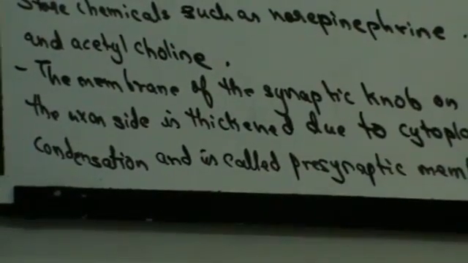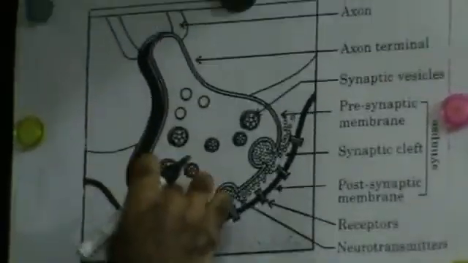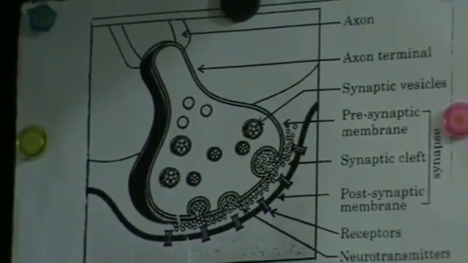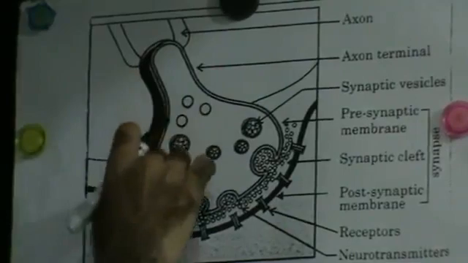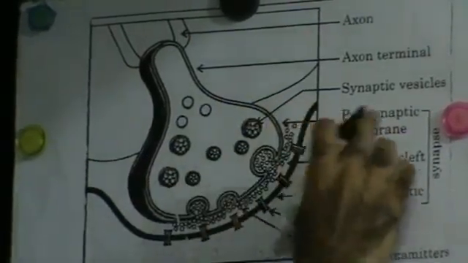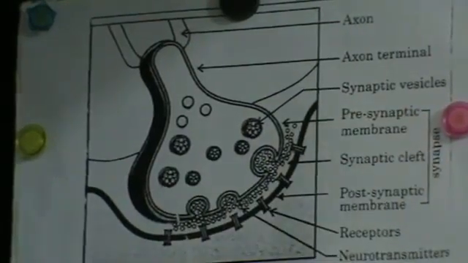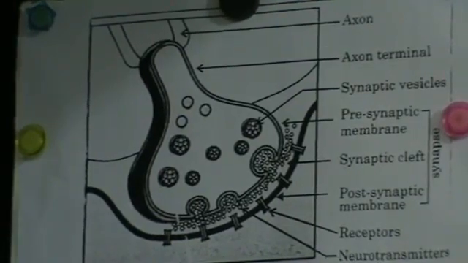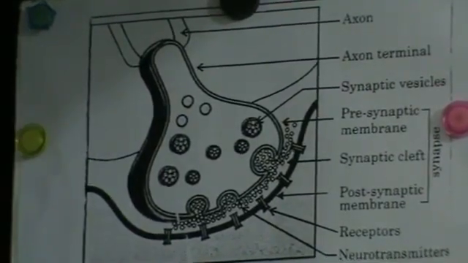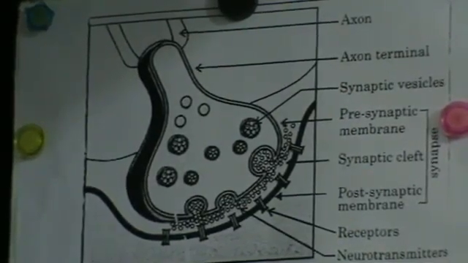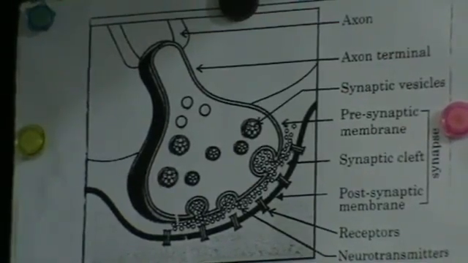Right? Here, guys, can you just see the diagram? This membrane, the synaptic knob membrane on the axon side, due to the cytoplasmic condensation, becomes a little thick, and this is called your presynaptic membrane. So the membrane near the edge of the knob is slightly thicker than the normal membrane, because of the condensation of cytoplasm, and this is called your presynaptic membrane. Fine, do we get this much clear? Next.